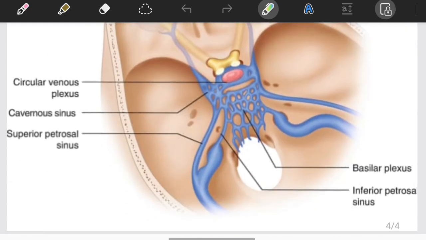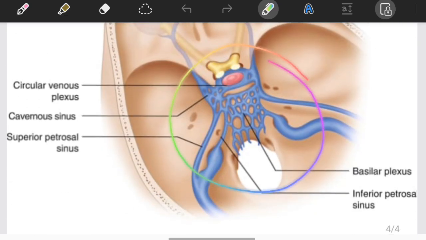This is the cavernous sinus in the norma basalis. The inferior petrosal sinus is here and the superior petrosal sinus is here. Inferior petrosal sinus and superior petrosal sinus. This is the cavernous sinus and the circular venous plexus is here.